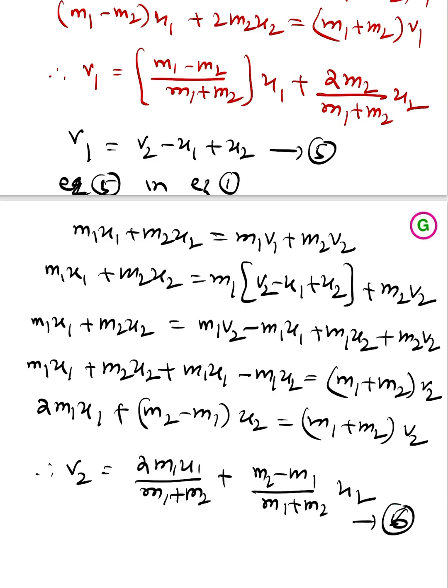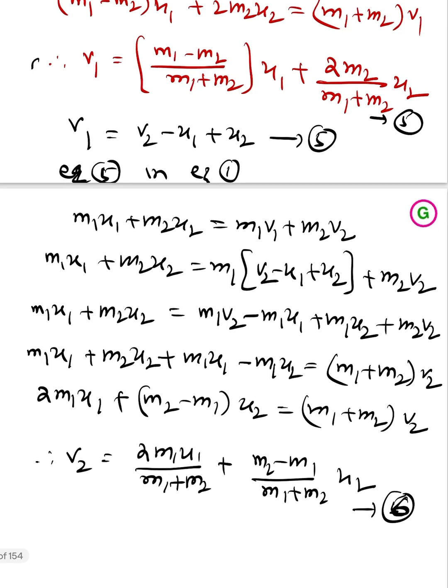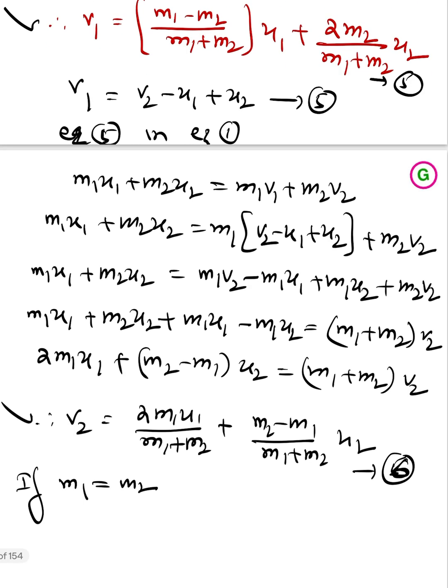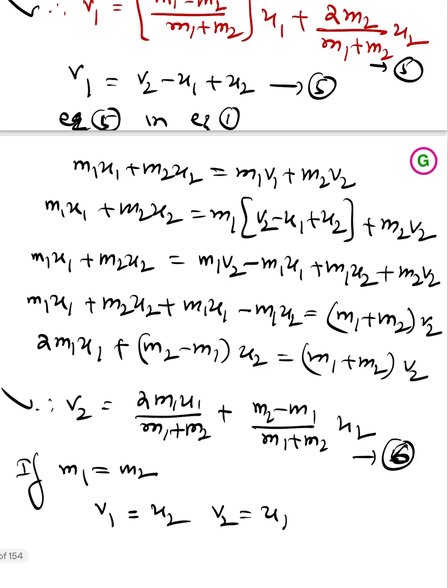This is equation 6, and the earlier one is equation 5. So from equations 5 and 6, we have the v1 and v2 values after collision. If m1 equals m2, the masses are equal, then v1 is u2 and v2 is u1. That means the bodies exchange their velocities and travel along a straight path.